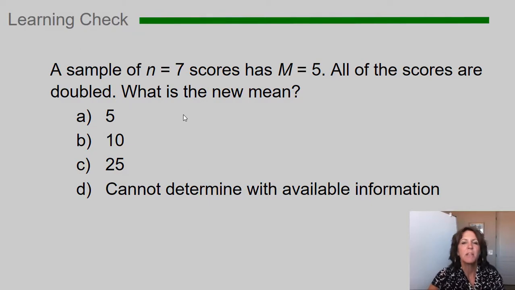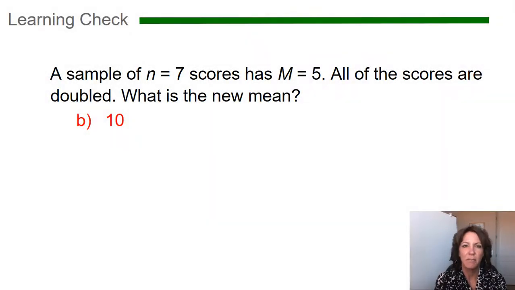Okay, a sample of 7 scores has a mean of 5. All of the scores are doubled, so what is the new mean? Is it 5? Is it 10? Is it 25? Or can we not determine it with the available information? Think about it.